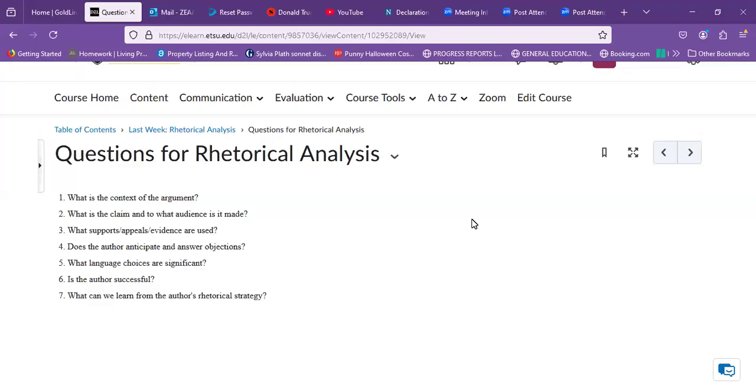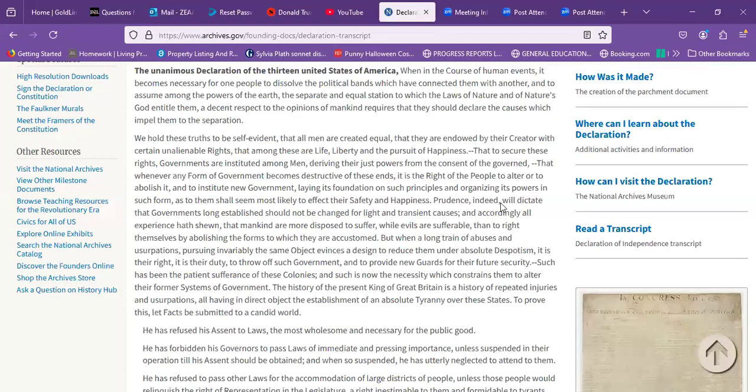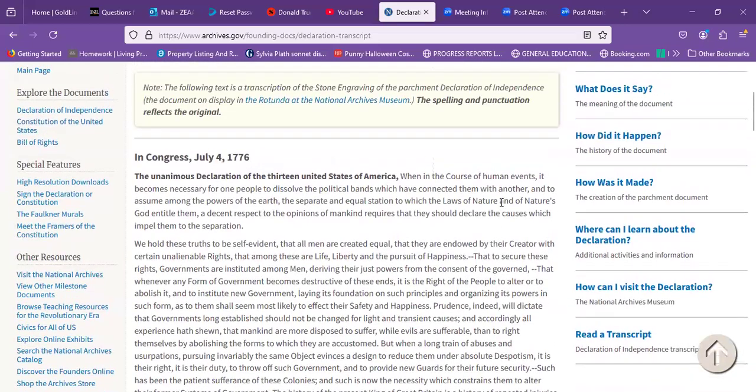Okay, so now that we've laid out some things that you'll want to consider, let's take a quick look at the Declaration of Independence, and I'll walk you through how we might think about these. All right, so the Declaration of Independence, famously signed in 1776.